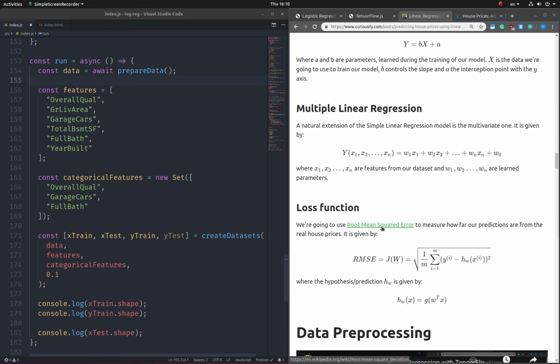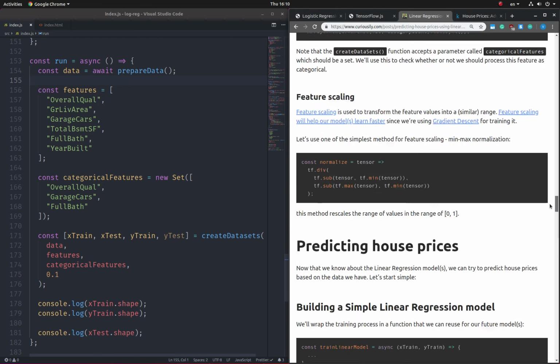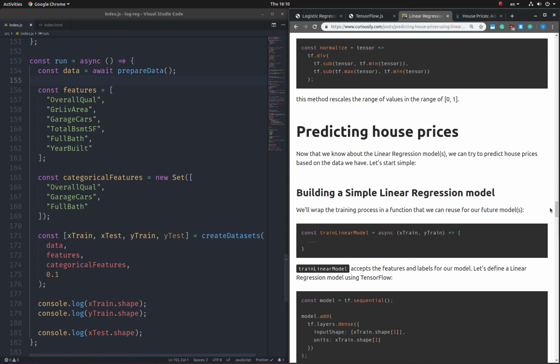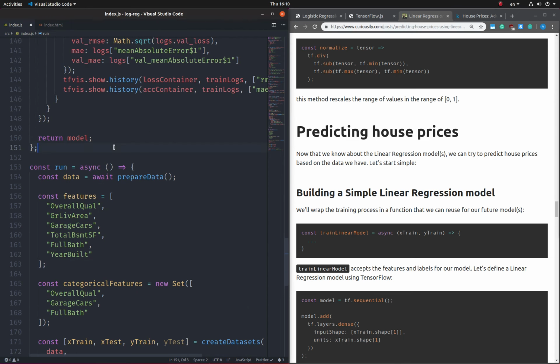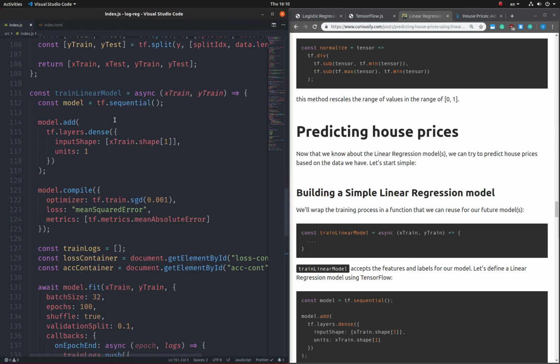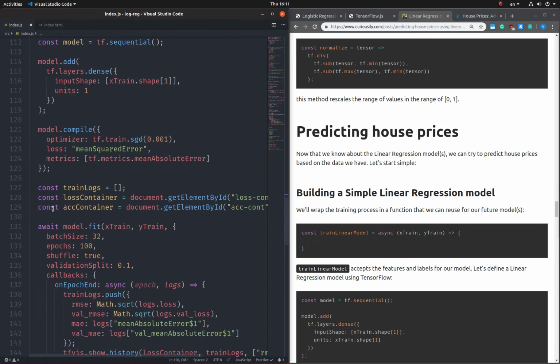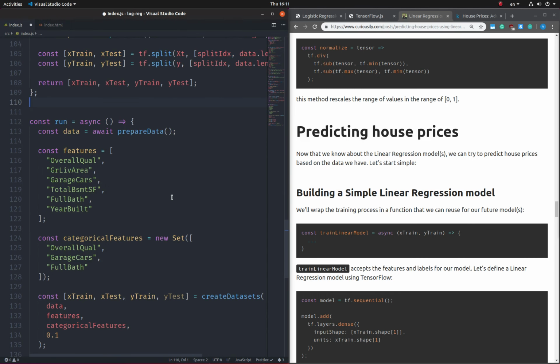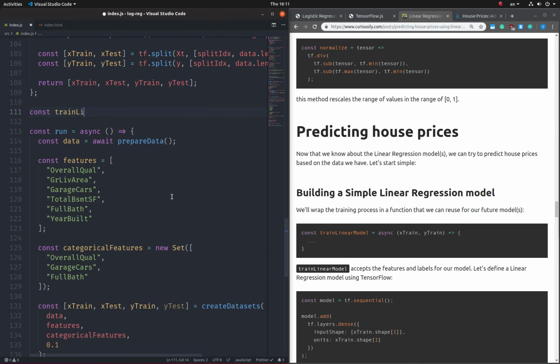Okay, so let's start by implementing the simple linear regression model in TensorFlow. For that purpose, I'm going to define a function called train linear model, and we're continuing where we left off last time. So I'm going to define this function in here. Let me clear that and start over. Okay, so train linear model, and it's going to be an async function. It's going to accept the training data from the features and the labels.